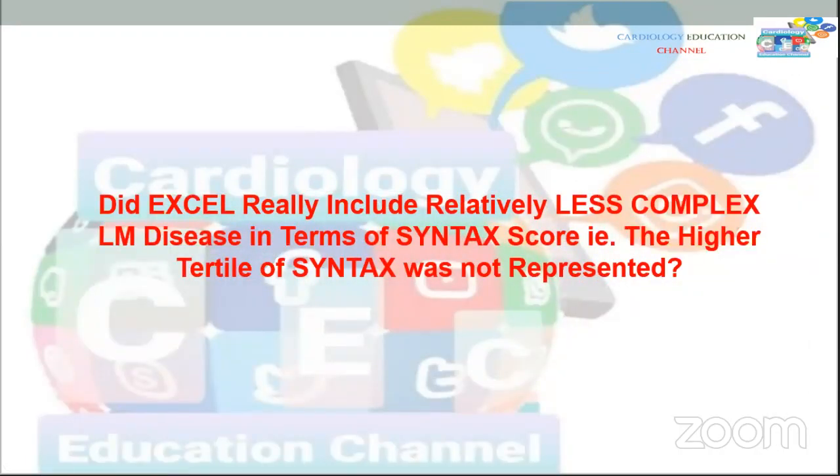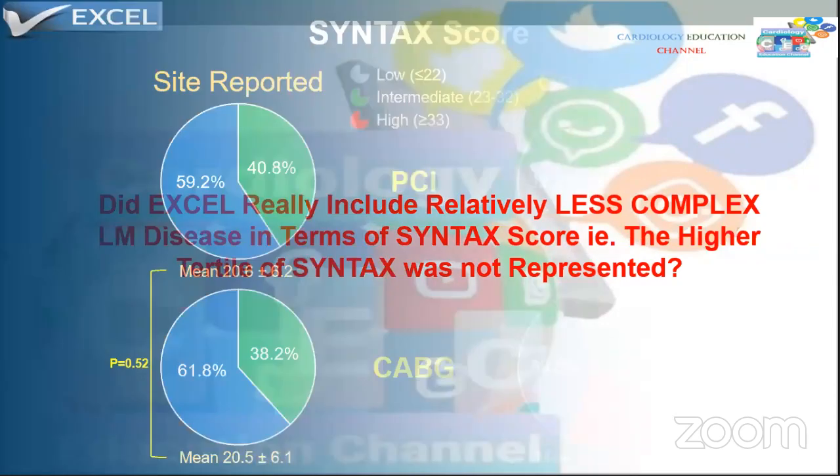And before I pass the mic to Professor Karim here, the question is like this, because we want to get the same idea if we are focusing together on what I'm saying. Did the EXCEL patients really include relatively less complex left main disease in terms of SYNTAX score? Because you said that the higher tertile of the SYNTAX was a reason for exclusion.